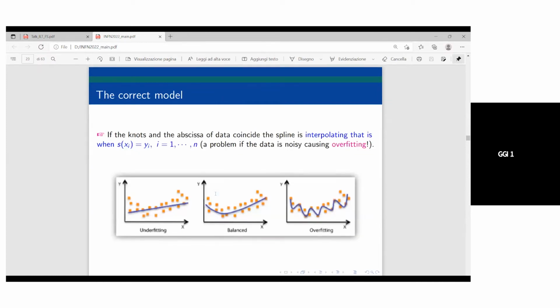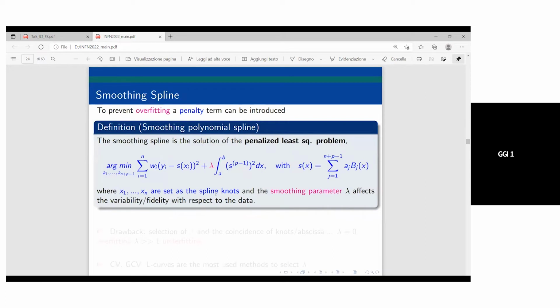In particular, for example, if we take too many knots, like we let the knots coincide with the abscissae of the data, the problem is that we get overfitting, because the solution will be the interpolant of the data. Otherwise, we can get underfitting. But of course, for us, the best would be to get a model which is a balance between overfitting and underfitting. So another solution is to consider a smoothing spline.